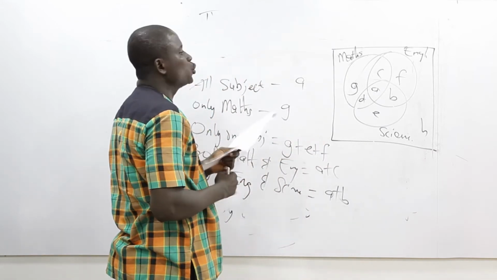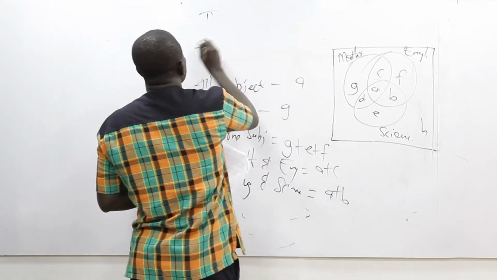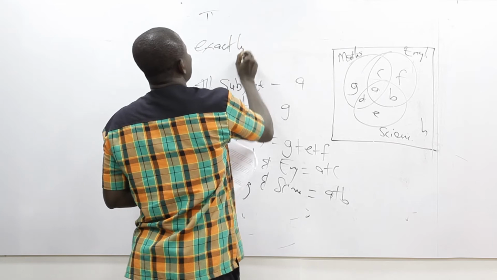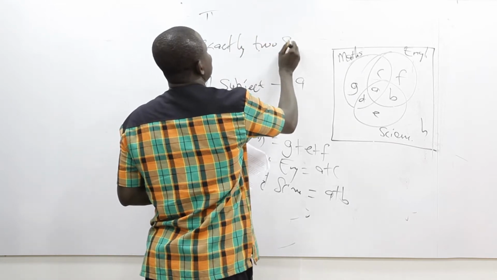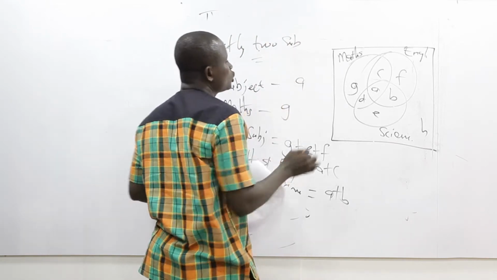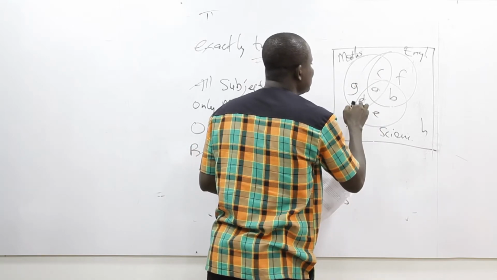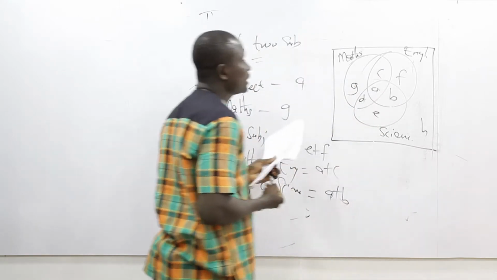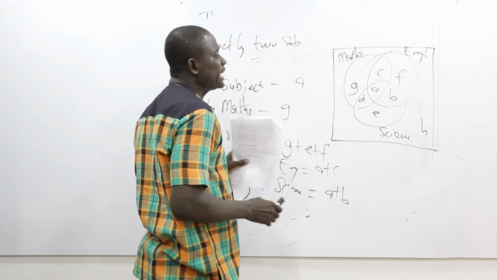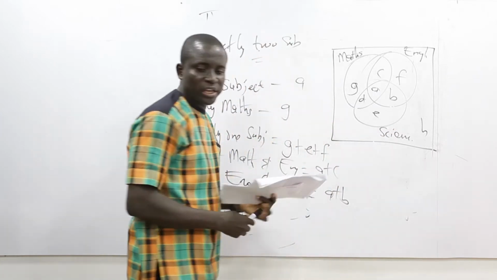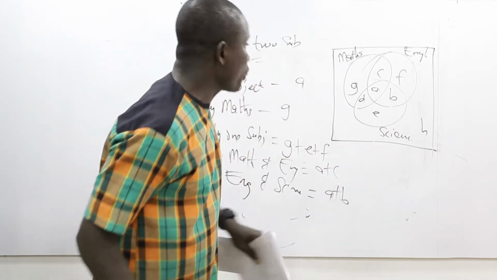Then exactly 2 subjects is going to be D, C, and B. Exactly 2 subjects. Then none of the subjects is your H.